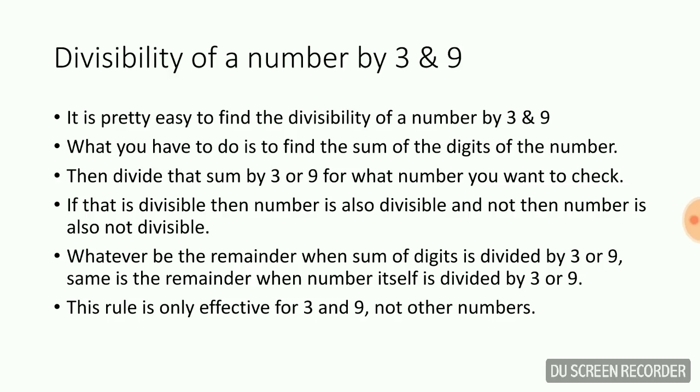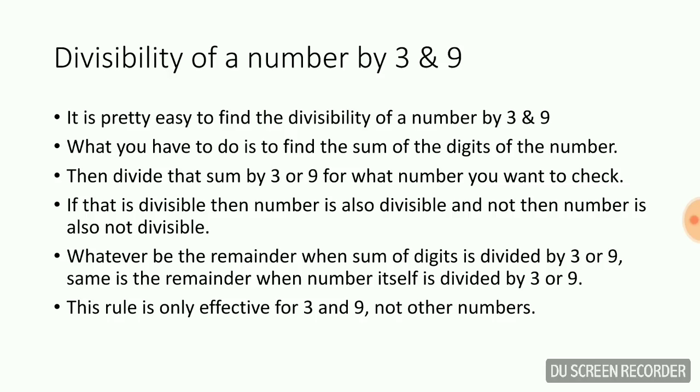So let us take, if we want to check the divisibility of 253 by 3. Now digit sum is 10. Is 10 divisible by 3 or not? No, 10 is not divisible by 3. So if that is divisible, then the number is divisible. If not, then the number is not divisible. So 10 is not divisible by 3. It means 253 is also not divisible by 3.